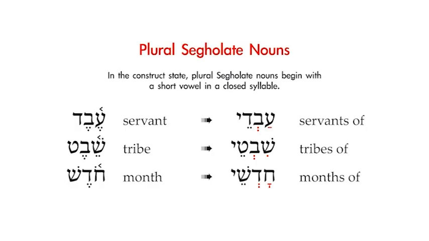What about plural segolate nouns? Read along with me. In the construct state, plural segolate nouns begin with a short vowel in a closed syllable. This is a little bit of a trickier change, and you simply have to memorize the type of change that is going to appear with a plural segolate noun. Let's look at the examples together. We have three segolate nouns on the left: eved, meaning servant, shevet, meaning tribe, and chodesh, meaning month. In the masculine plural construct state, you'll see both the masculine plural ending, tsere yod, but a different vowel pattern at the beginning of the word.